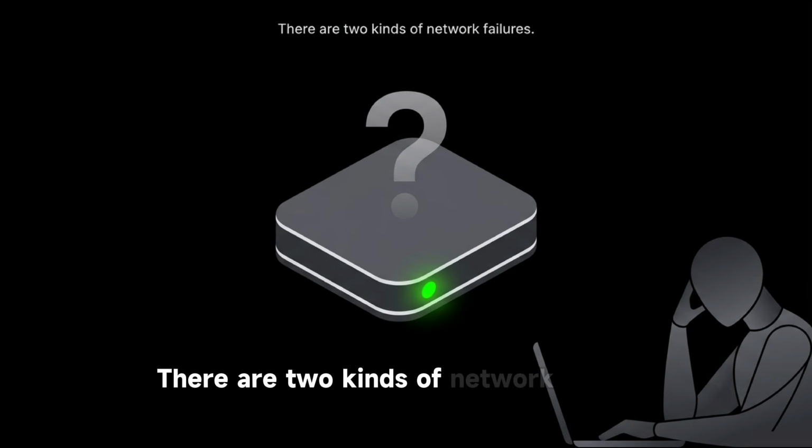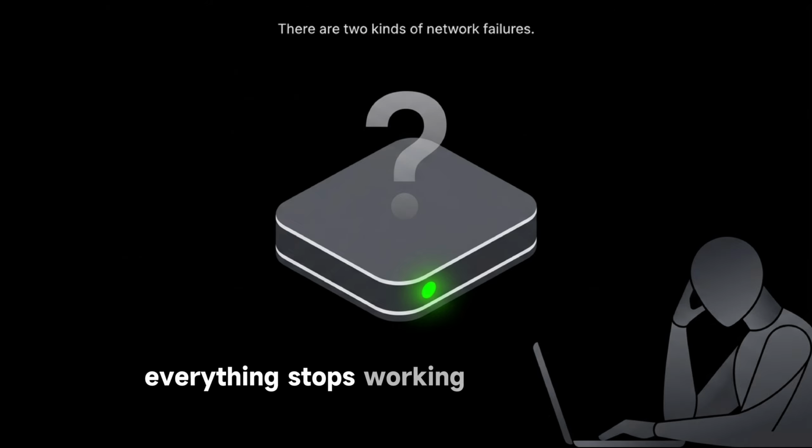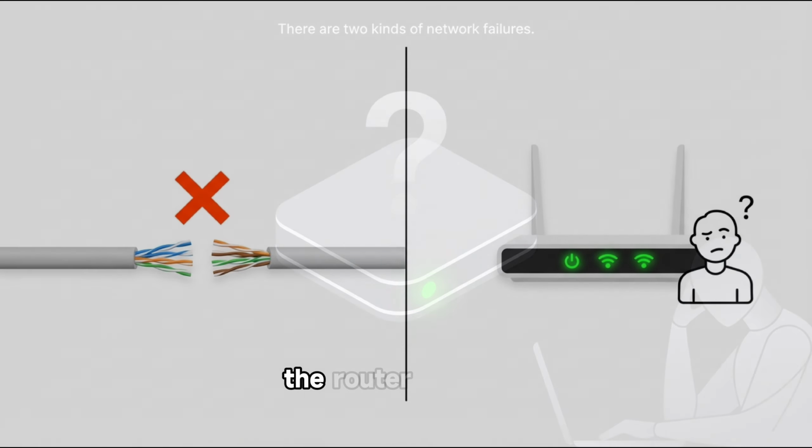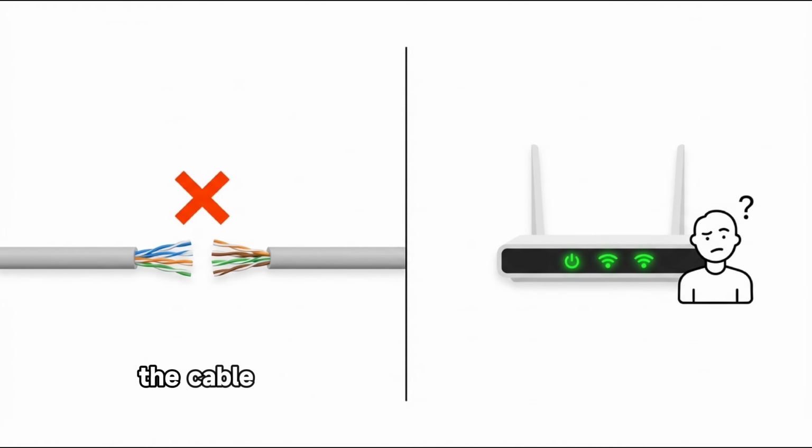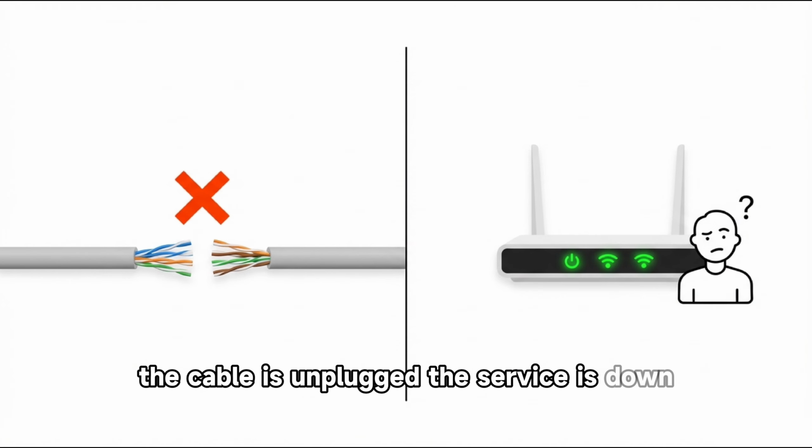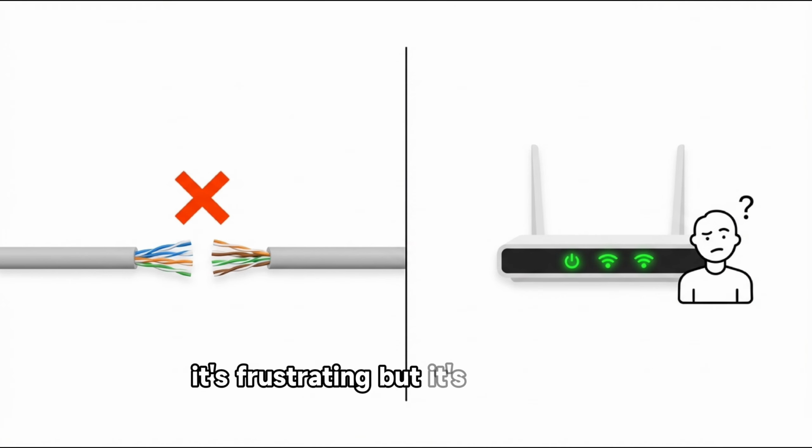There are two kinds of network failures. The first kind is clean. Something breaks, everything stops working, and it's obvious. The router is offline, the cable is unplugged, the service is down. It's frustrating, but it's diagnosable. You find the broken thing, fix it, and everything comes back.